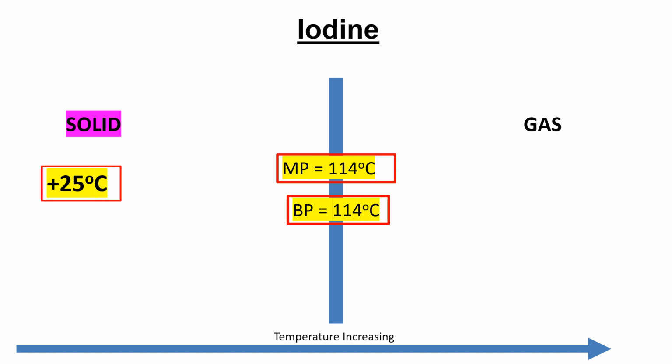Iodine is different to all the other halogens in the fact that it has both the same melting point and boiling point of 114 degrees. This means that it does not go through the liquid state. It turns directly from a solid to a gas, which is called sublimation, or from a gas to a solid, which is called deposition. 25 degrees, or room temperature, is below both the melting point and the boiling point, so therefore it is a solid at room temperature.